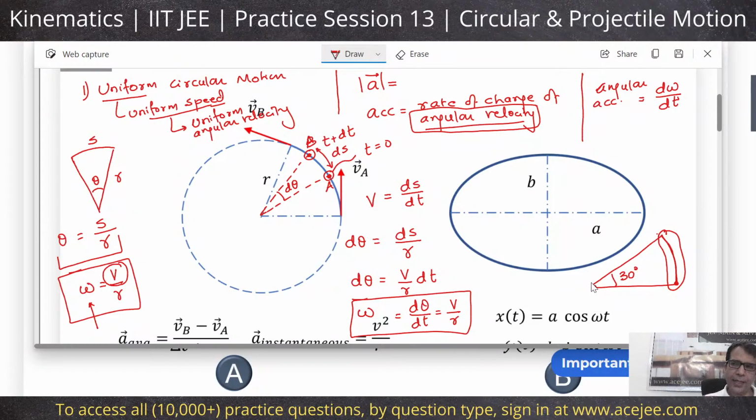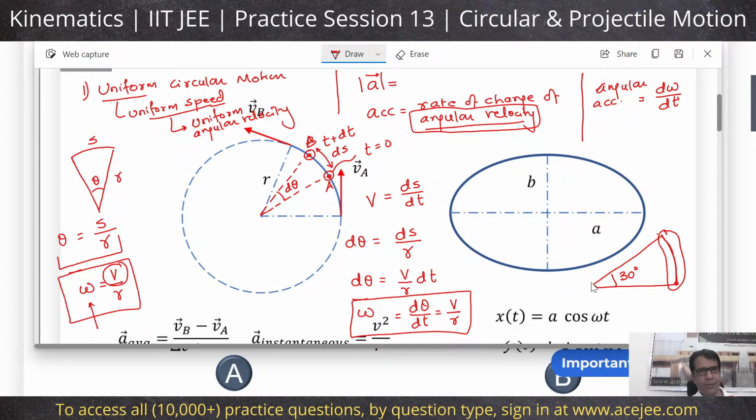Angular velocity means, so let's take an example. Let's say angular velocity is 5 radians per second. Or let's say 1 radian per second, that'll be easier. So in 1 second, how much angle does it trace? It traces 1 radian angle. And how much is 1 radian in degrees, roughly? Just a rough number.